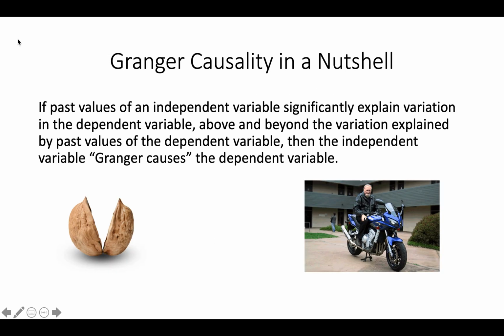Granger Causality was developed by Professor Granger, and he won the Nobel Prize in Economics in 2003 for discoveries like this. It's a deceptively simple idea. We can establish Granger causality when past values of an independent variable x significantly explain a dependent variable y, controlling for past values of y. And that, in a nutshell, is really all that is involved with Granger causality.